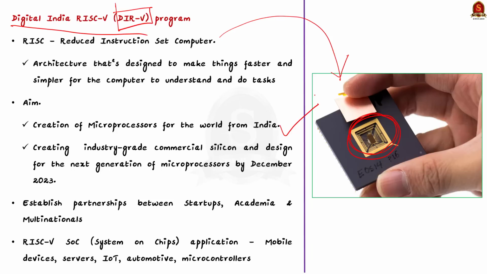It also aims at creating industry-grade commercial silicon and design for the next generation of microprocessors by December 2023. To achieve this aim, the government through this program aims to establish partnerships between startups, academia and multinationals. Through this program, the government aims to supply RISC-V SoC, system on chips, to the world for mobile devices, servers, IoT, automotive, microcontrollers and so on.